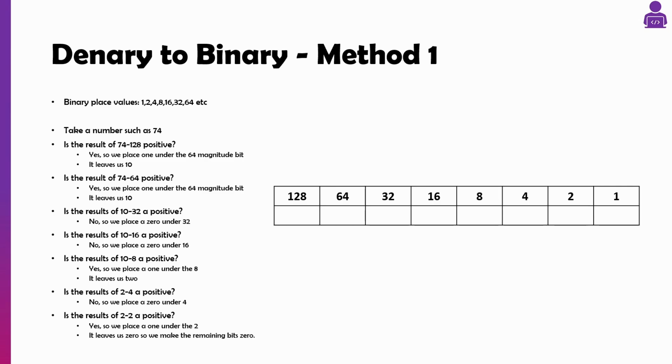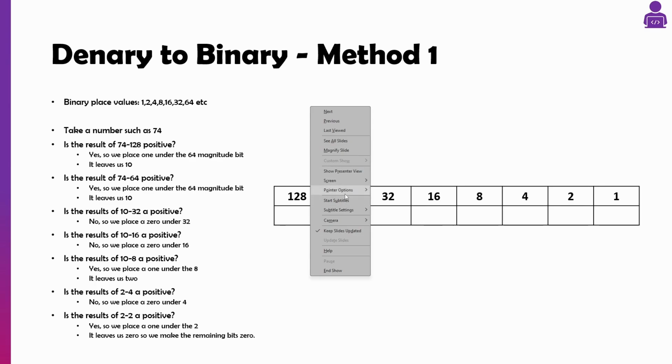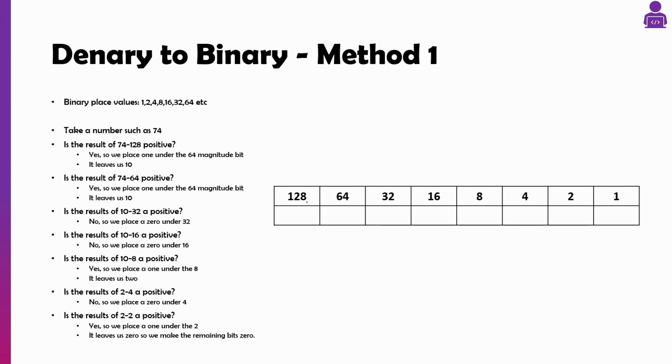So we take a number such as 74, so we're converting 74 in denary to binary. So can we take away 128 from 74? No, we can't, because it wouldn't be a positive number. So we would put a 0, and then what we'd do is move on to the next number. So we'll put a 0 in there. I'm not very good with my mouse, so bear with me. So can we do 74 take away 64? Yes, we can. So we put a 1 in that column, and we subtract.